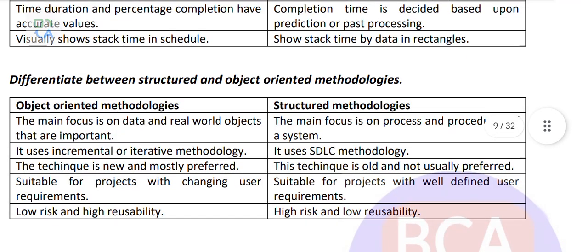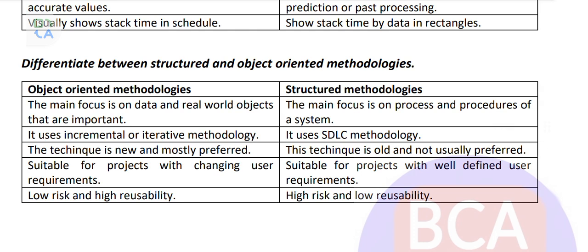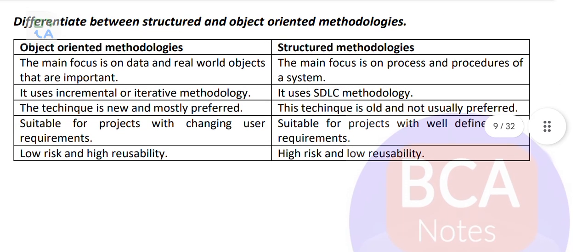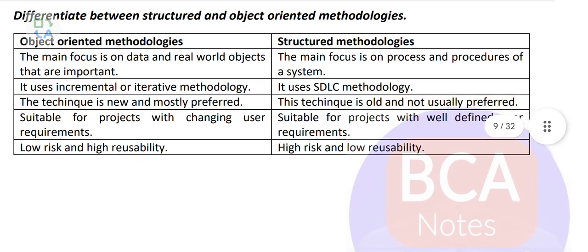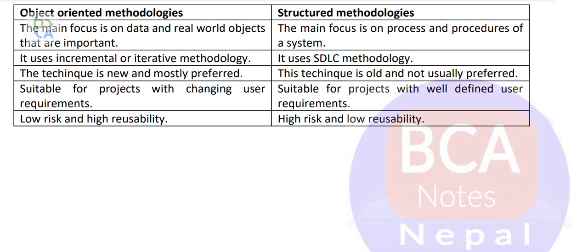Object oriented methodology. The main focus is on the data in the real world objects; data is important. Structured methodology: the main focus is on the process and the procedure of the system. Object oriented uses the incremental or iterative methodology. Structured uses the SDLC methodology. The technique is new and mostly preferred. The technique is old and not usually preferred. Suitable for projects with changing user requirements. Suitable for projects with well defined user requirements. Low risk and high reusability. High risk and low reusability.